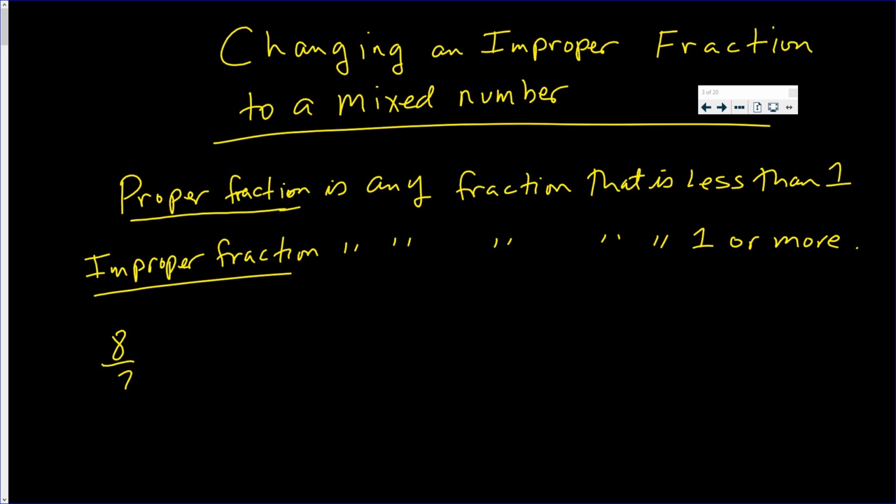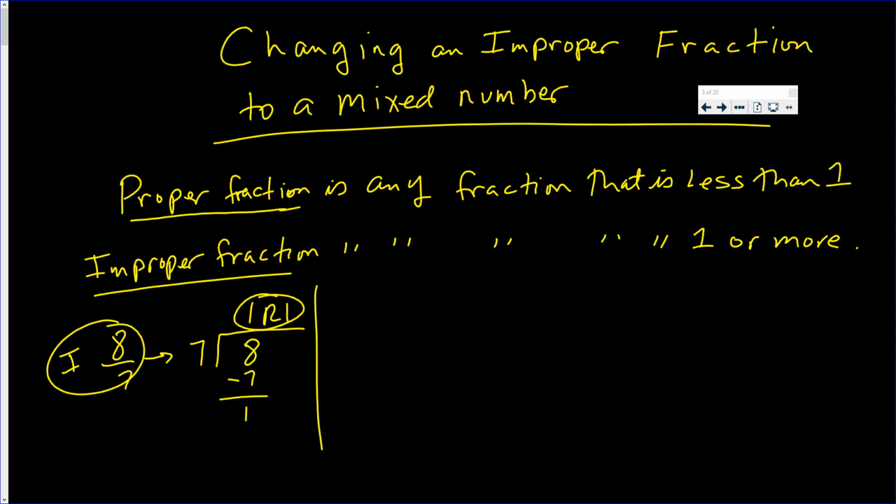8 over 7. Is it proper or improper? Well, let's try the long division. 7 into 8. Here, 7 goes into 8 one time, and even has a remainder. This is 1 or more. So, 8 over 7, we conclude is improper.